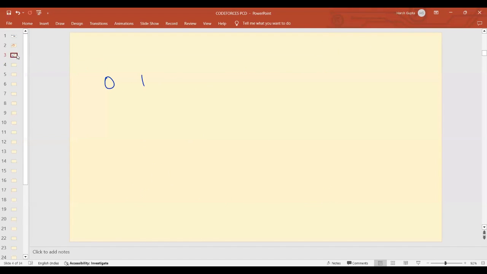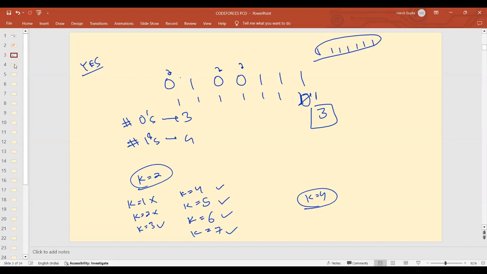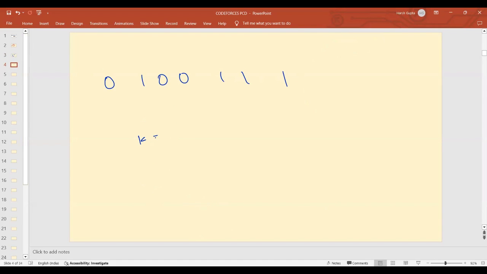See, you have this string 0, 1, 0, 0, 1, 1, 1. When I asked you whether the answer is possible for k equals to 7, you had two cases in your mind: either I convert all the zeros to 1 or I convert all the ones to 0. These are the two cases possible. Now, let's move on to the first case, when I am converting all the zeros to 1.